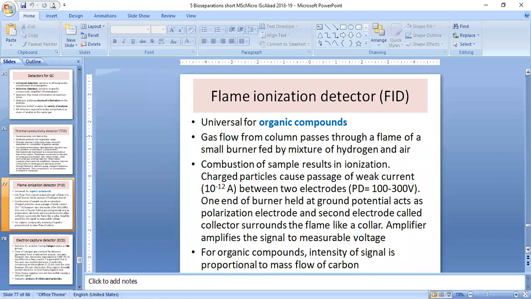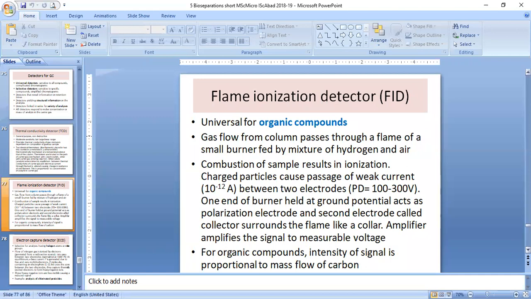When the gas flows from the column, that is, when the mobile phase passes through the column, it is carrying the sample components with it. The sample components will be separated in the column. And then as you continue to pass the mobile phase, one by one, each component will come out of the column. Now, when each component comes out of the column, it passes through a flame. There is a flame which is burning at the end of the column, and each sample component, as it comes out one by one, will pass through the flame.